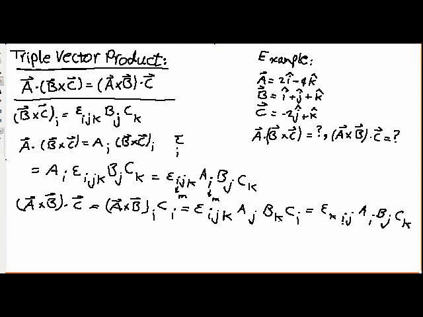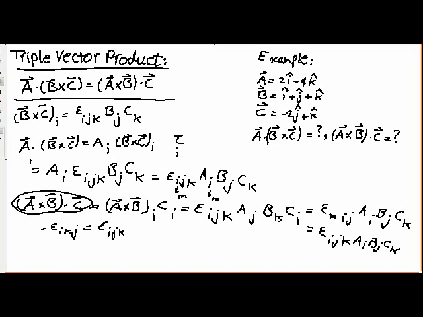And now if I bring i to this side, I get them negative, so I get minus epsilon i k j, and then I swap these two, and that would be i j k, right? So this is equal to epsilon i j k a i b j c k, just like here. So we prove that these two are equal. Okay, now let's do this example quickly.